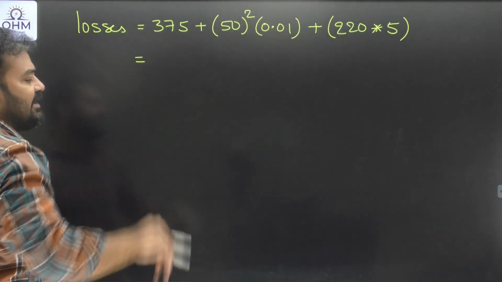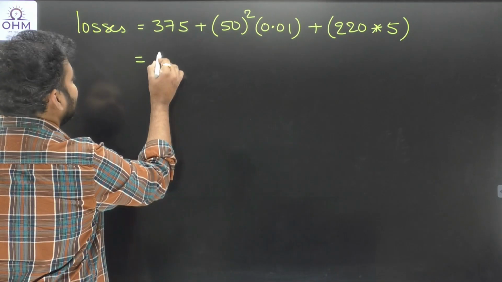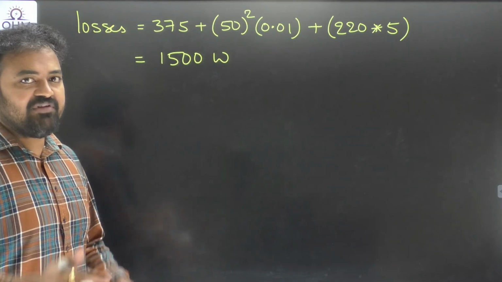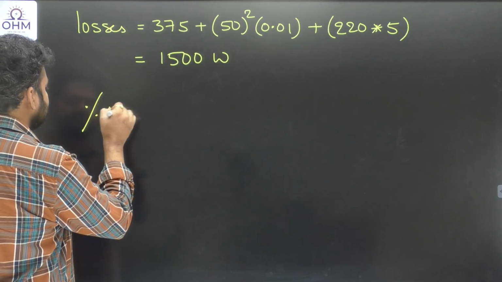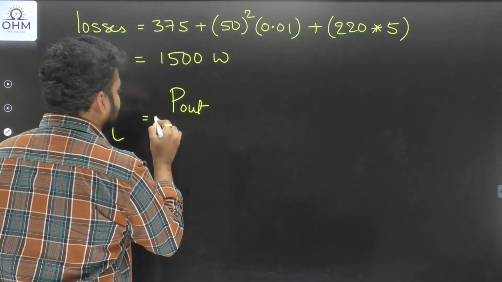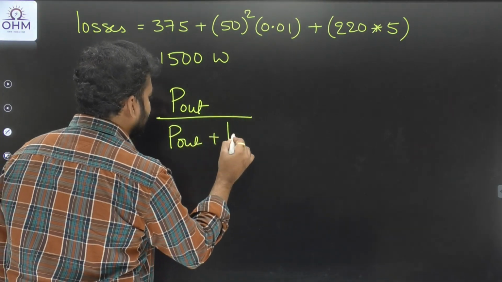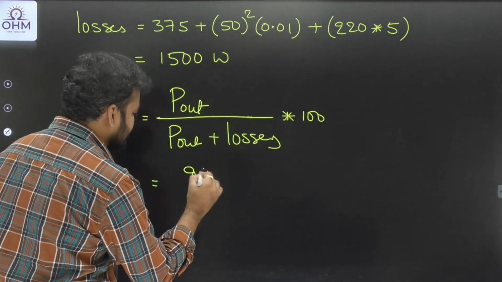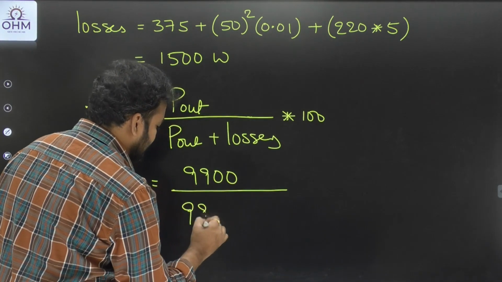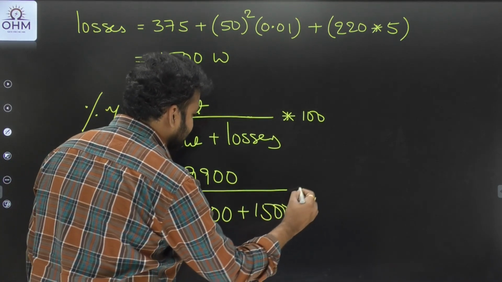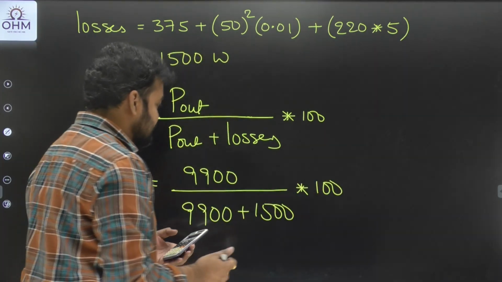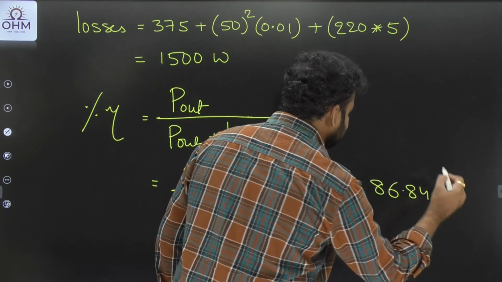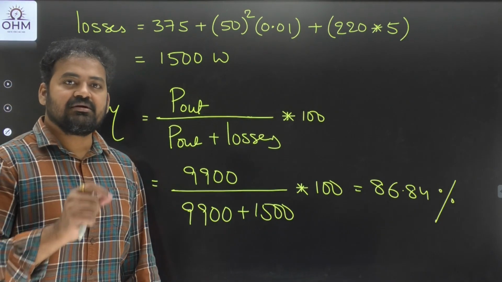So if I complete this, I will get total losses in the machine. Yes, I got 1500 watt. This is the total power loss in the machine. Now I know output power value and also power loss, so I can calculate efficiency. Efficiency is equal to output power divided by output power plus losses into 100. What is output power we got? 9900 divided by 9900 plus 1500 into 100. So yes, the answer is 86.84%. This is going to be the percentage efficiency of the given shunt generator.